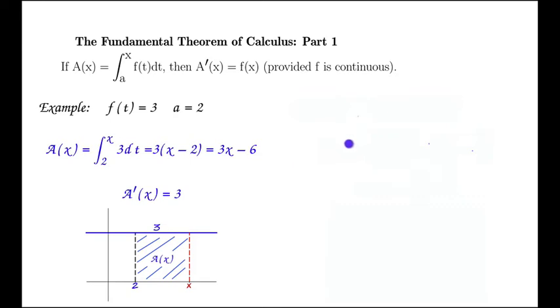Let's look at another example. It's a little bit more complicated. Let's look at f of t equals t over 2. And let's start this one at a equals 0. So again, we compute what this area function is, A of x. That's equal to the integral from 0 to x of t over 2 dt.